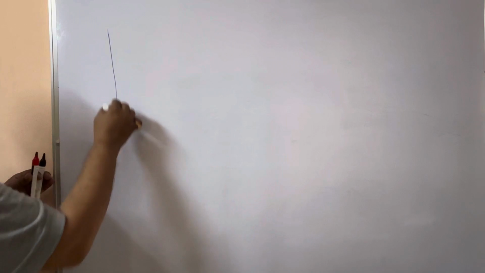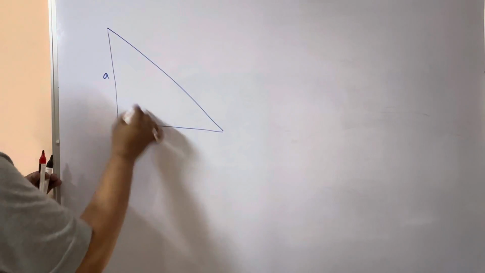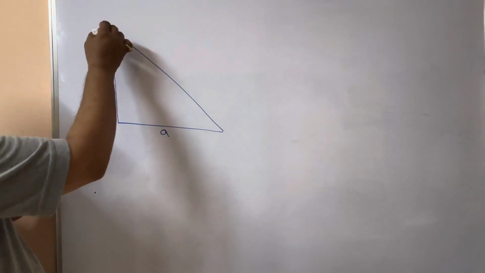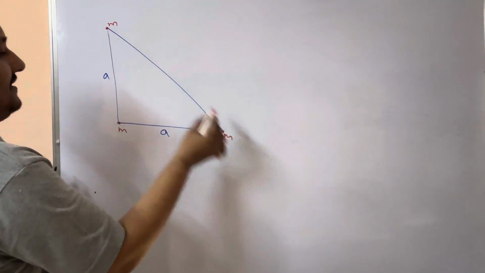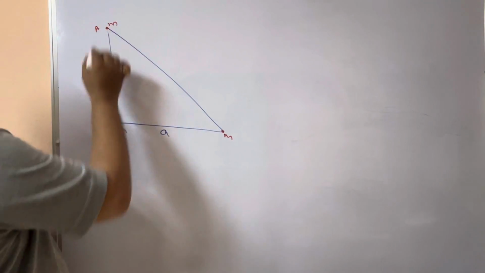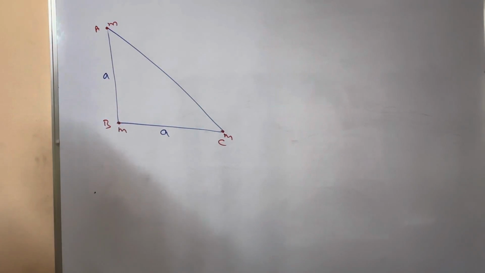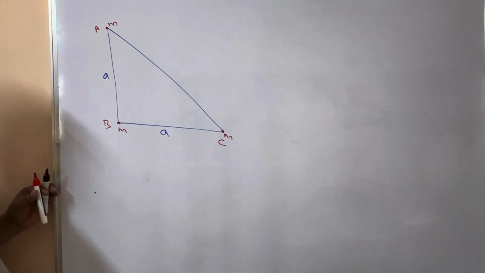Next problem. This is a triangle. In mathematics we call this an isosceles triangle, with sides A and A. Three masses are placed at the three corners of this triangle. Find the resultant force on C if they ask. Find the resultant force on B if they ask.